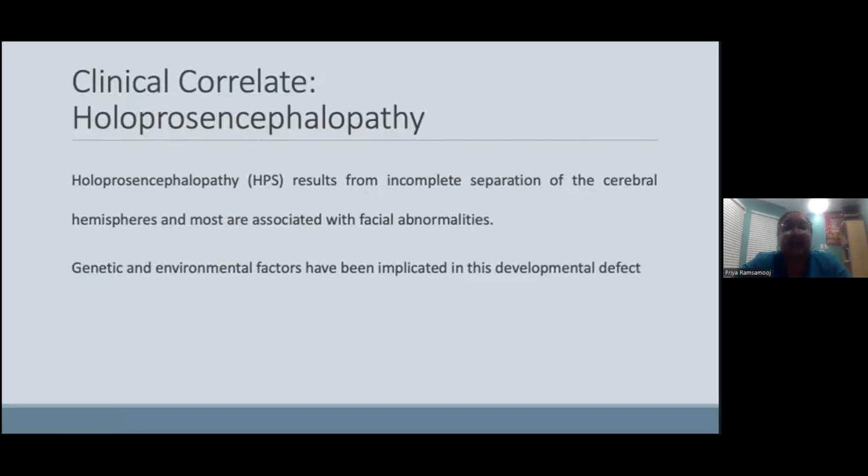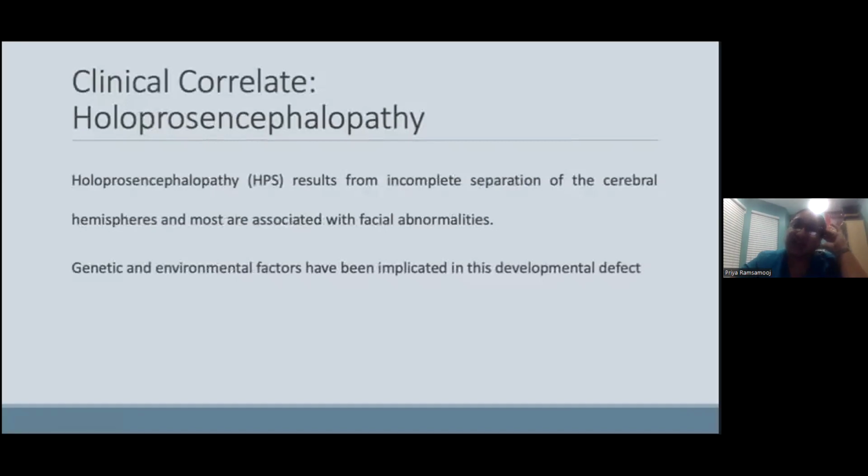Holoprosencephaly results from an incomplete separation of your cerebral hemispheres. These are the ones that tend to be associated with facial abnormalities. Tends to be severe and relatively common. You see it in about 1 in every 250 fetuses.